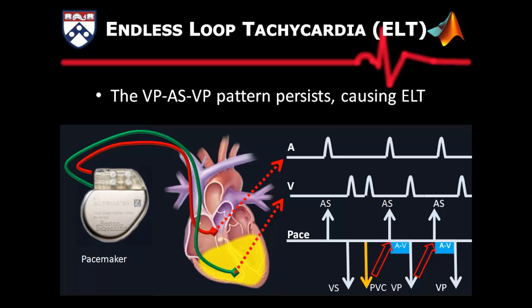The electrical signal travels between the heart and the pacemaker in an endless loop and increases the heart rate inappropriately, which can potentially injure the patient. This scenario was discovered by physicians in pacemaker recordings, but it is impossible to recreate the behavior using open-loop testing.